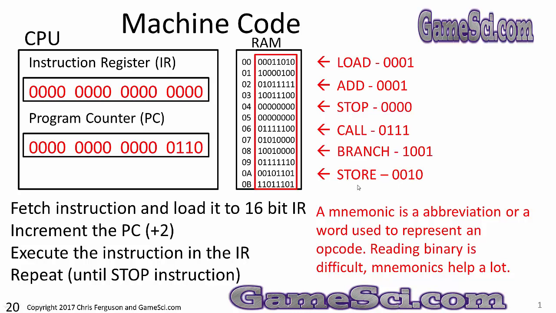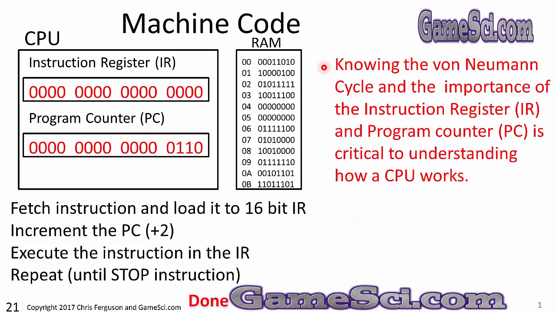Mnemonics are useful ways to specify instructions. Much easier to read a mnemonic than it is to read binary data. Knowing the von Neumann cycle and the importance of the instruction register and program counter PC is critical to understanding how a CPU works.